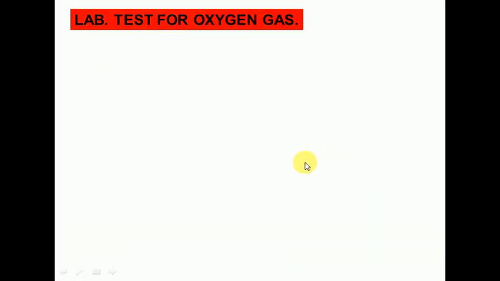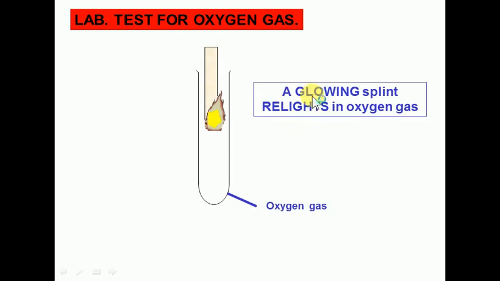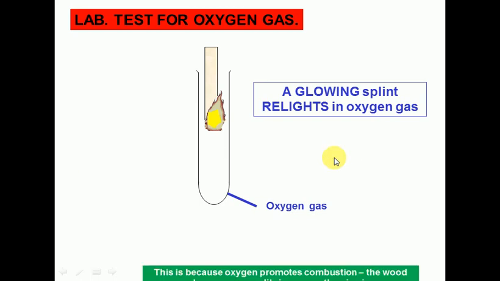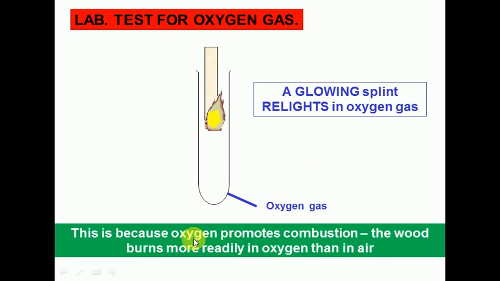Let us discuss about second test used for the detection of oxygen gas. And for this test, we require a glowing splint. So when we hold a glowing splint above the test tube as soon as oxygen gas is evolved, the oxygen gas relights that glowing splint, because we know that oxygen promotes combustion, and the best example of this is the wood burns more readily in oxygen than in air.